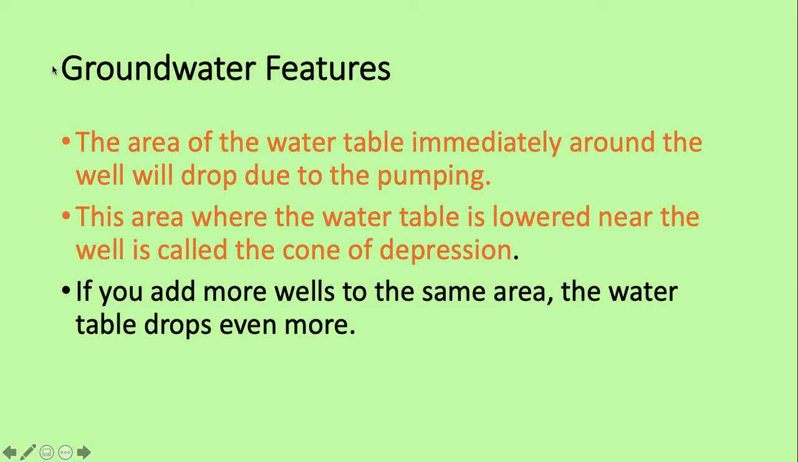Groundwater features. The area of the water table immediately around the well will drop due to pumping. This area is where the water table is lower. It is called the cone of depression. If you add more wells to the same area, the water drops even more.